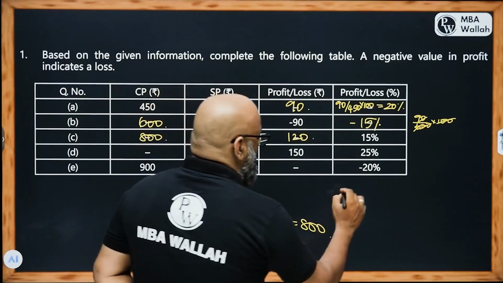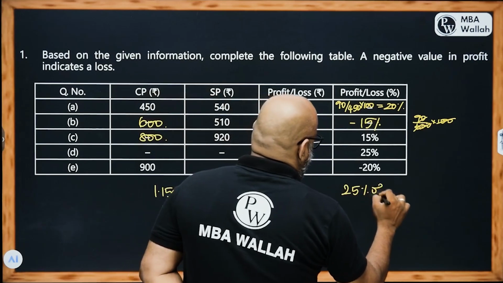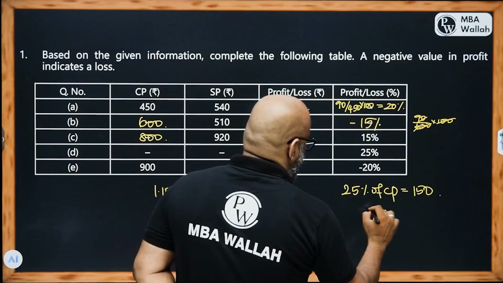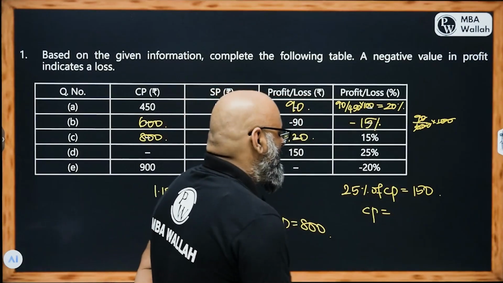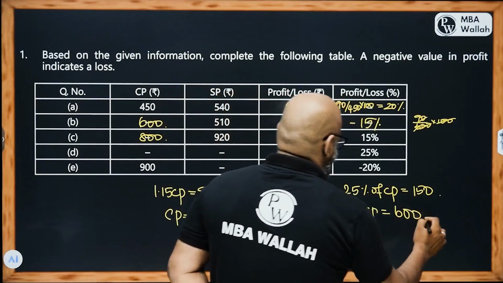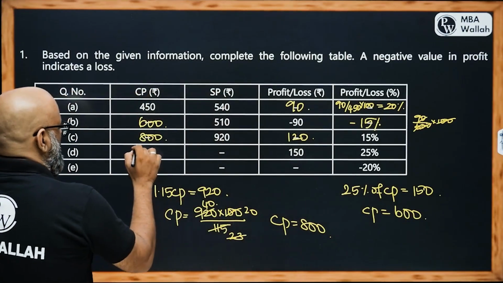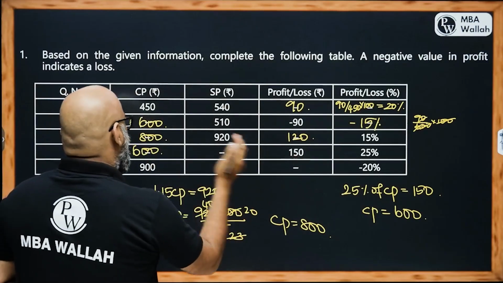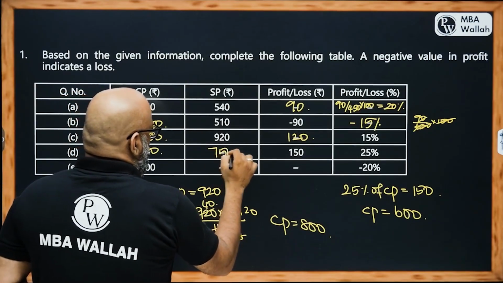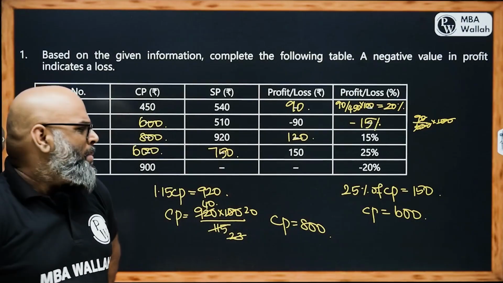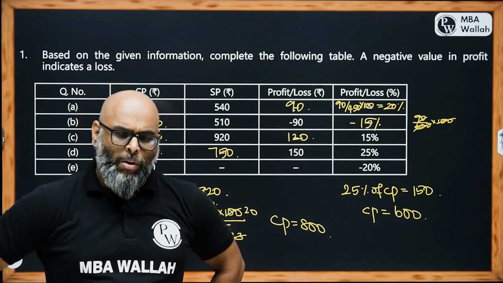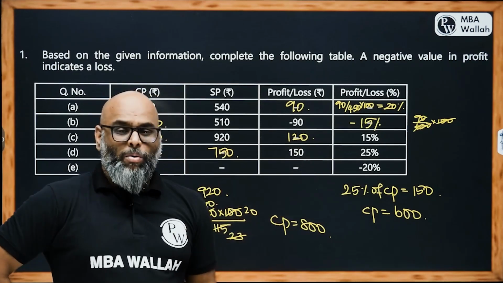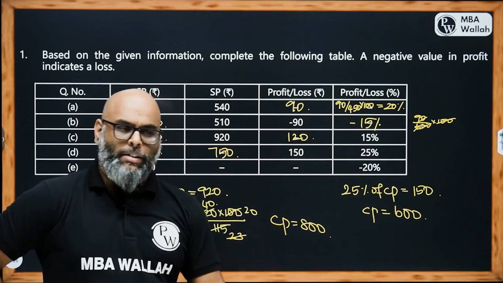So I can straight away say 25% of cost price is equal to 150. So 1/4 of my cost price is 150. So cost price will become 600. So this is 600. Profit is 150. So your selling price will be 600 plus 150, 750. Simple idea. Nice exercise for us to understand that any given two, we can find out the entire transaction details.